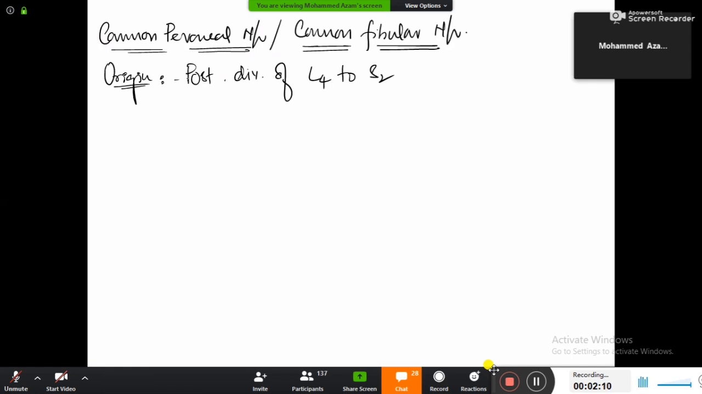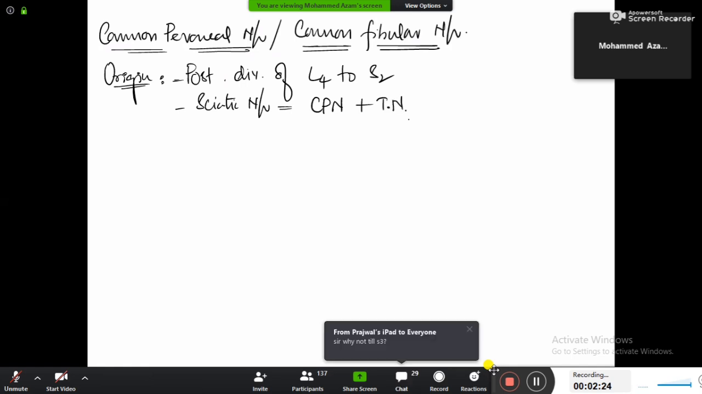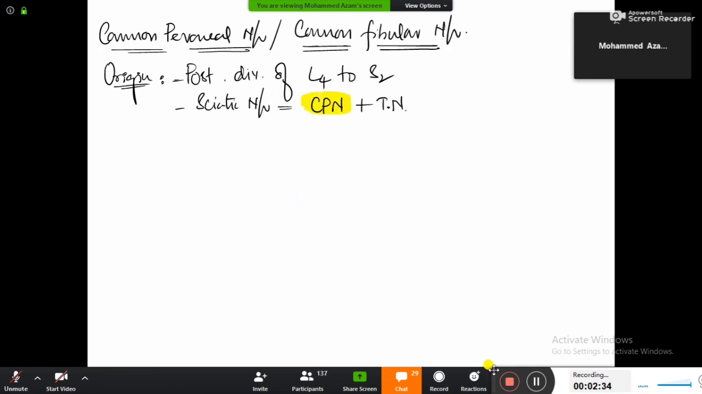And apart from that, on the other day, I already told you, common peroneal nerve is a part of your sciatic nerve. You remember sciatic nerve? I already told you the concept of sciatic nerve also. Sciatic nerve is made up of two nerves, common peroneal nerve plus tibial nerve. Fine.